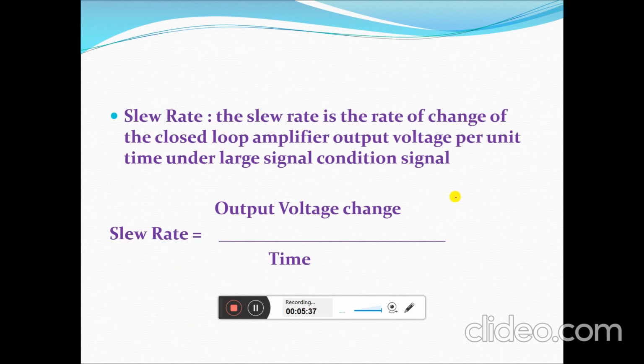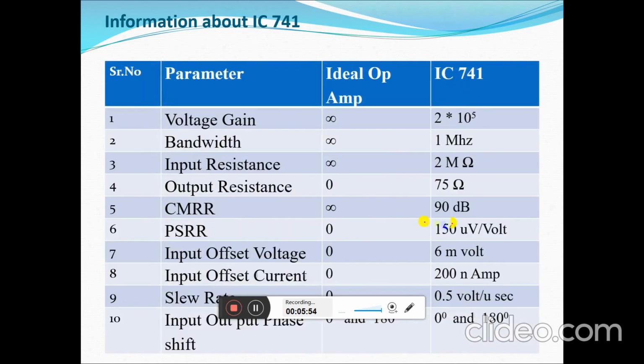Next one, slew rate. What is meant by the slew rate? The change in output voltage with respect to the time is known as the slew rate. Ideally, the slew rate is required to be high, but practically the value is 5 volt per microsecond. Okay, so this is the table actually.